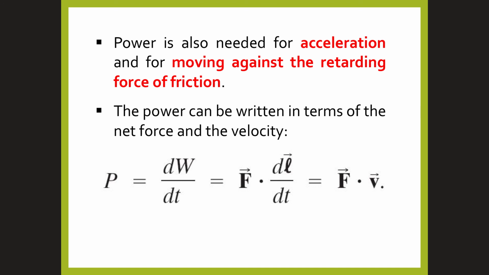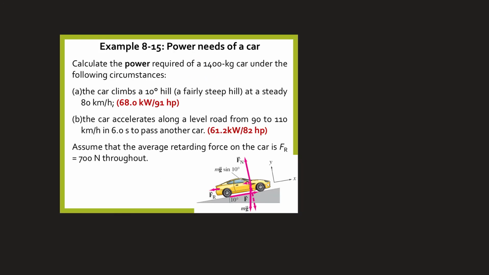Okay, so this one I already showed you. Power is also needed for acceleration and for moving against the retarding force of friction. And the power can also be written as FV. I already showed you how to get this formula. So this is another example of a question which relates to power. The question asks you to find the power to climb a hill at a steady 80 km per hour. So definitely when it comes to 80 km per hour, you need to change it first into meters per second.